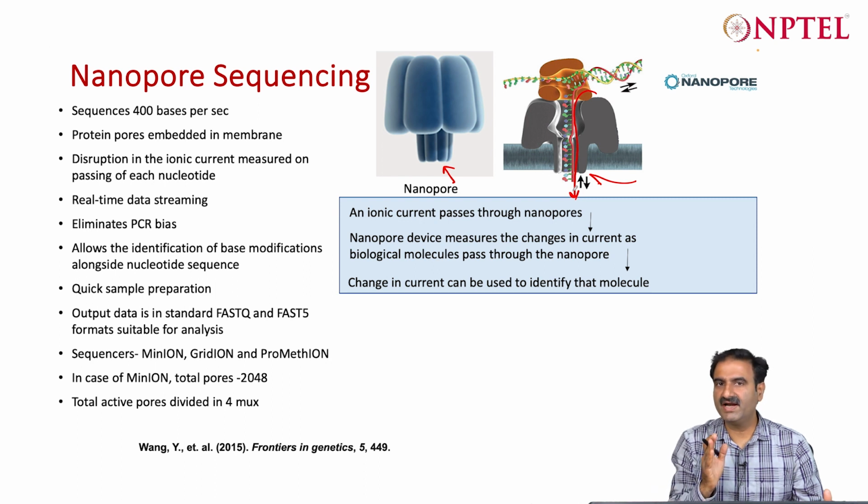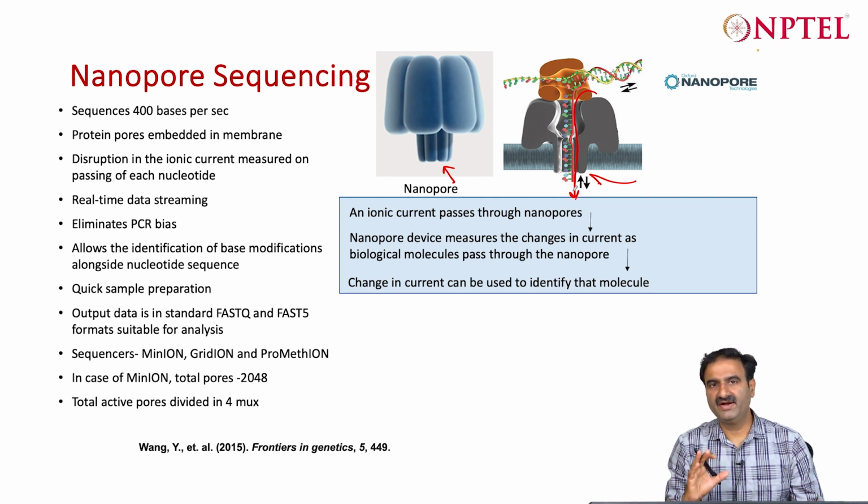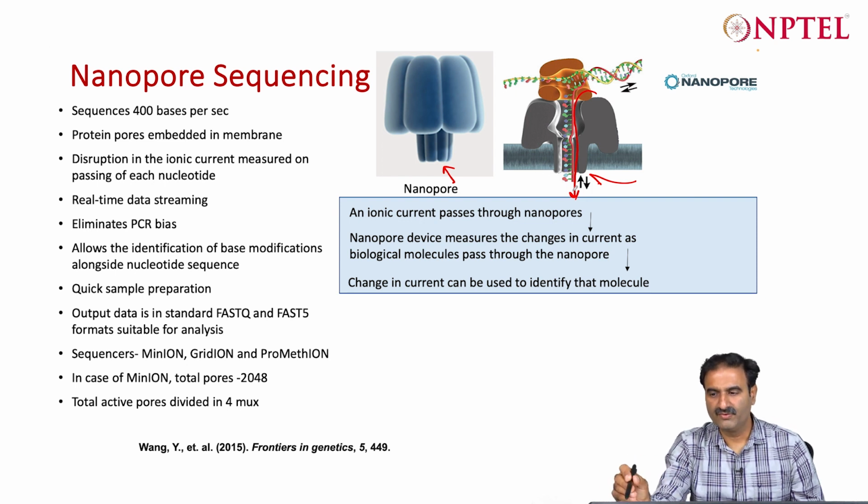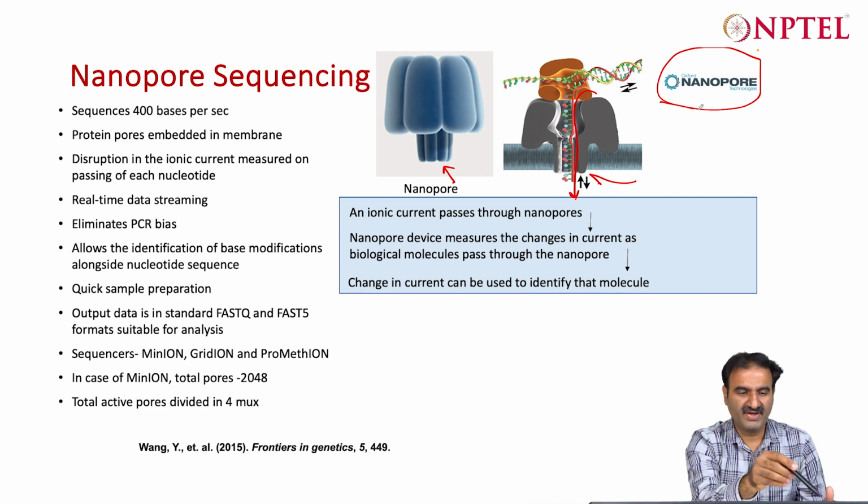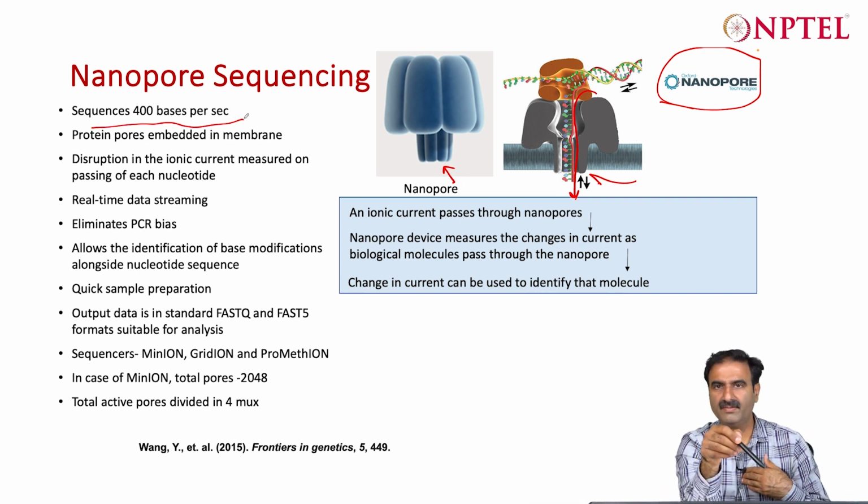That change in current is because A will occupy a different size, T a different size, and G and C as well, so they differentially disrupt the current through that nanopore. This technology is offered by Oxford Nanopore. It can do up to 400 bases per second, and these protein pores are embedded in a membrane.